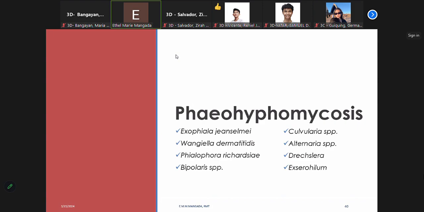So true or false? The lesions in your chromoblastomycosis are granulomatous. In the chat box, true or false? Yes, di ba? Lahat sila actually, most of them na mga subcutaneous mycosis. Okay? Another question. Give me the diagnostic marker for your chromoblastomycosis. What can we observe in the lesions that can tell us that the patient actually has chromoblastomycosis?